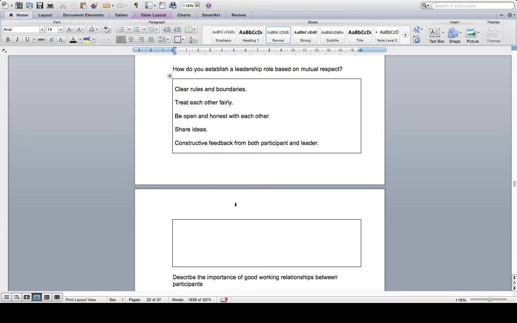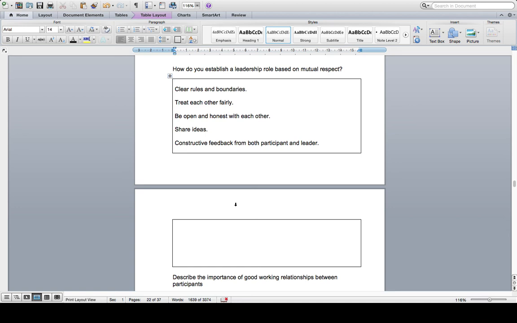It says there, shared ideas. Some of the best sessions I've ever done, and some of the best rules I've ever come up with, have been because I've opened it up to the group. You say to the group, what do you think should be a rule? What should be our boundaries? They come up with things you might not even think of, which is great. And with shared ideas, you've got that mutual respect between each other.